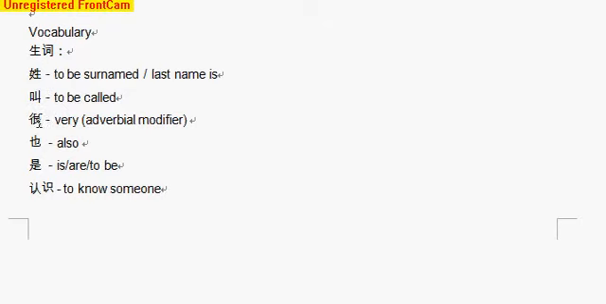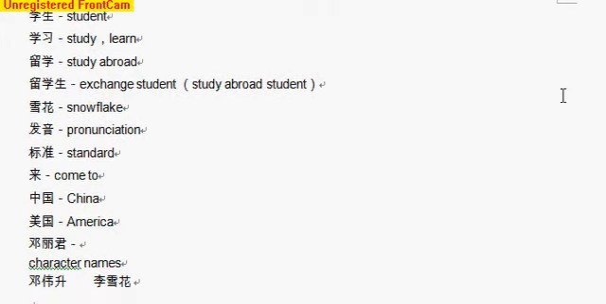很 is a third tone. It means very. 也 means also. 是 is your equivalent to is, are, or to be. And 认识 is to know someone. Not to know some knowledge, but to know someone, as in a person. Moving down, we've got student, 学生, to study, 学习, study abroad, 留学, exchange student, 留学生.